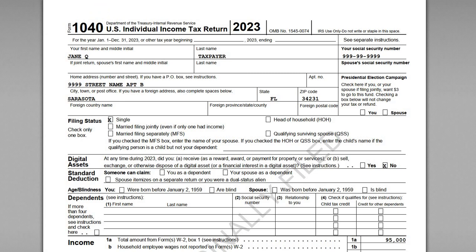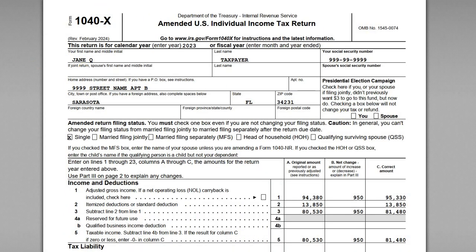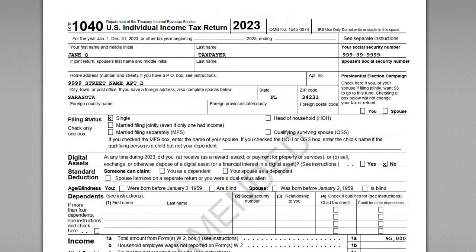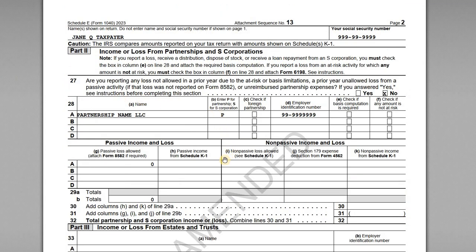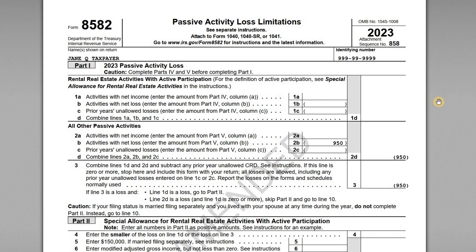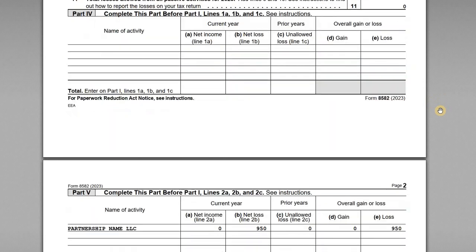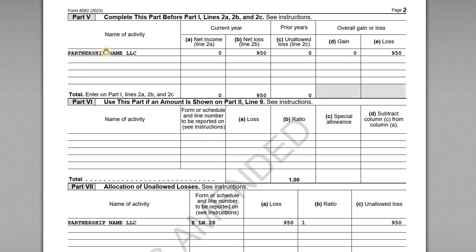So on the amended return now, here are the changes that we're making. If we look at the 1040, if we look at Schedule B, that remains unchanged. So we have the $5 there, that's fine. But on Schedule E, notice now that we've removed the non-passive income or loss piece, and now we have to report these elements on the 8582. Form 8582 is where we report passive activity losses. So on page 2, she's reported now in Part 5, right, the partnership investment, current year net loss of $950.